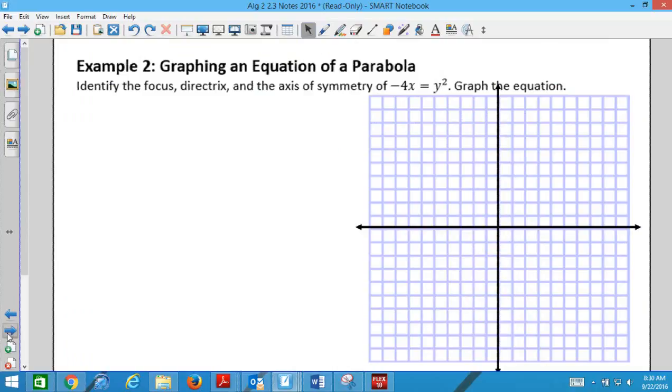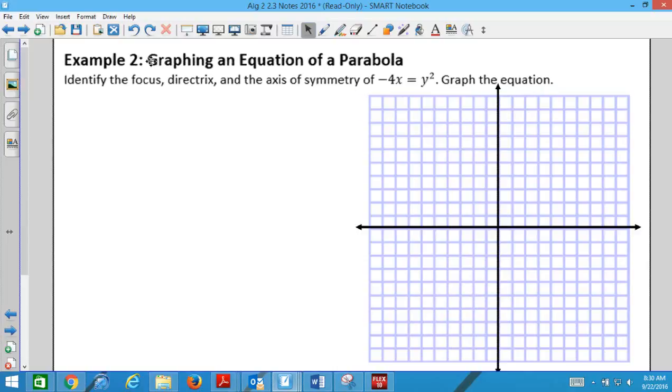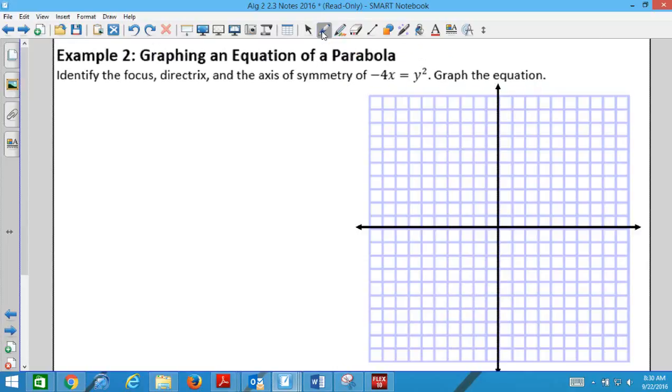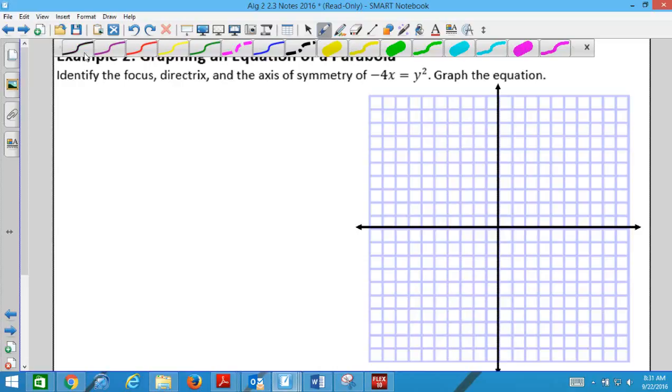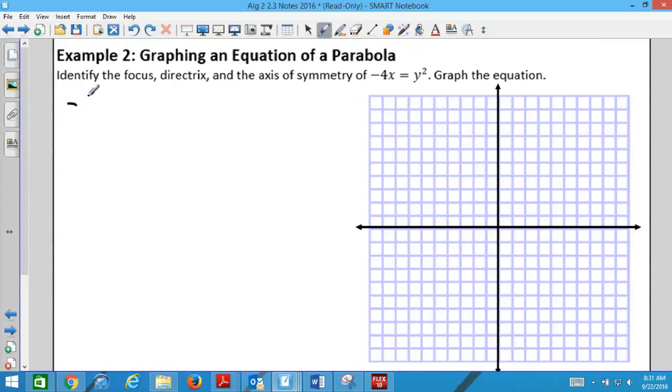So we're going to identify the focus, directrix, and axis of symmetry of negative 4x equals y squared and graph the equation. Example 2. Let's decide right now, before we do anything else, with negative 4x equals y squared: is this going to be a vertical parabola or a horizontal one, which is new? This is the horizontal one because of the y squared.